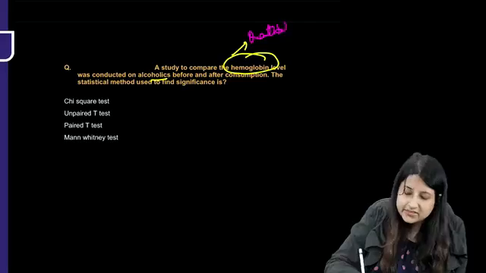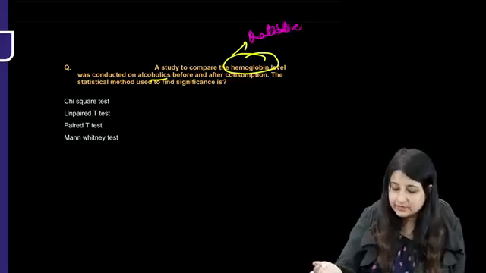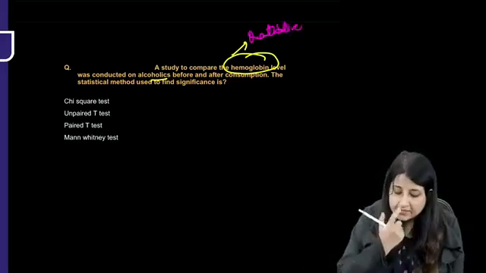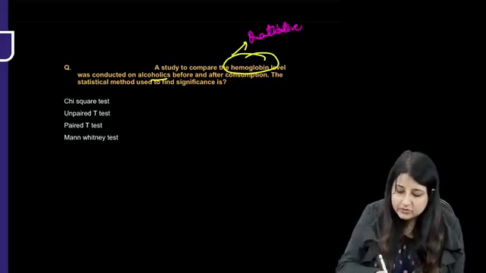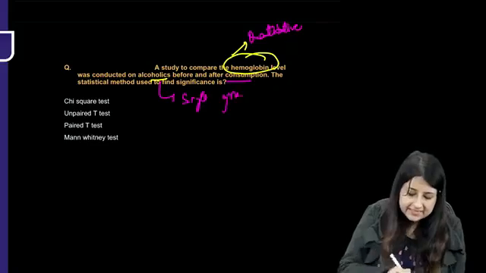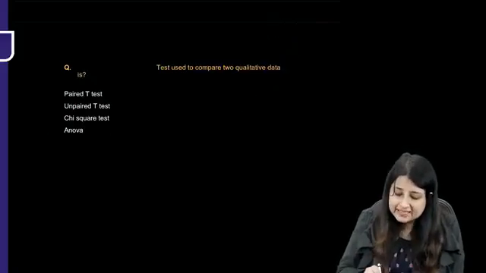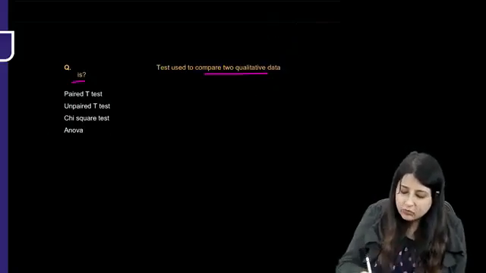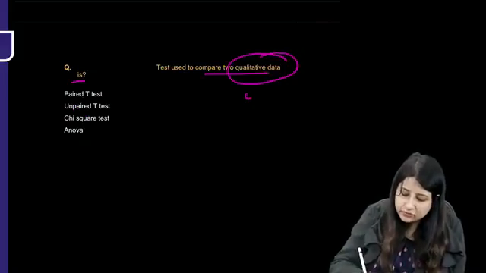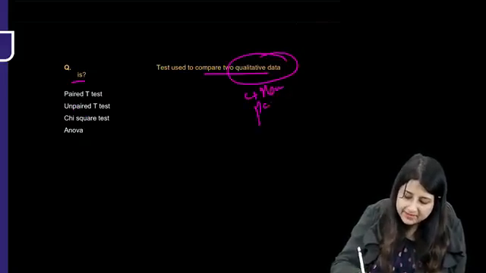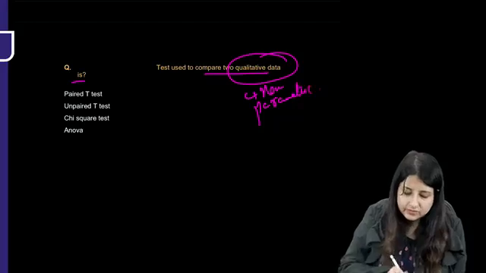Yes, you can measure it in a unit, gram per dL, you can compare it. So it's quantitative, right? And before and after consumption, you're doing it in a single group. So obviously you'll use a parametric test in a single group, paired t-test, okay? Test used to compare qualitative data. Qualitative means we have to use a non-parametric test. So which is the non-parametric test over here?